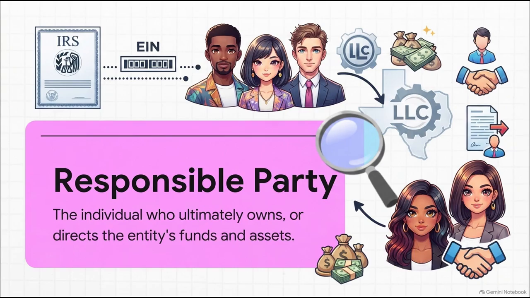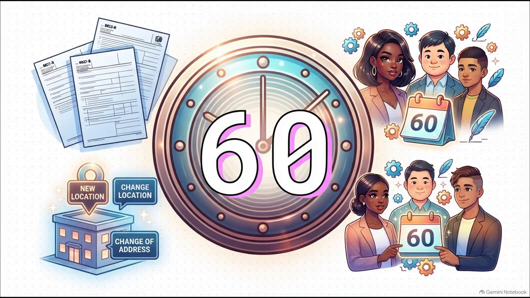So when you add a member, especially if that new member is taking over management or control of the business, the responsible party for the LLC might actually shift. And if the responsible party for your LLC does change, you are instantly on the clock. You have a strict deadline of exactly 60 days from the date of the change to notify the IRS. You do this by filing IRS Form 8822-B.